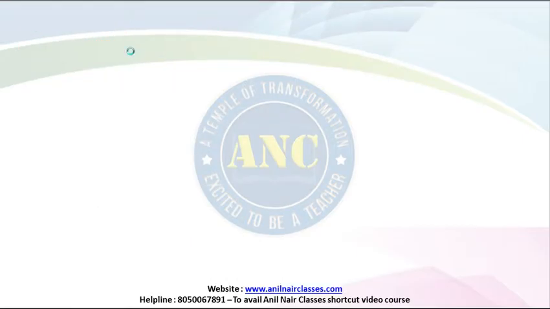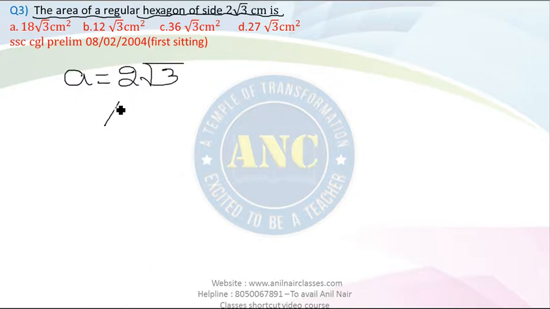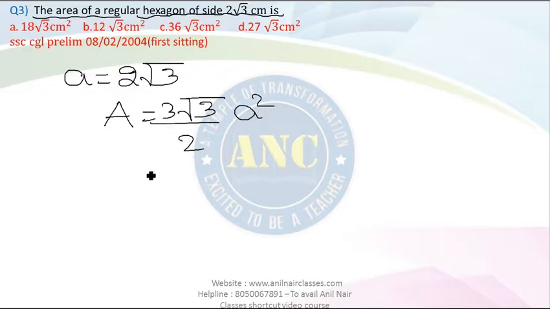Question number 3. The area of a regular hexagon of side 2 root 3 centimeter. Another question of similar type. A is given as 2 root 3. I need to find capital A, which is area. It is 3 root 3 by 2 into a square. So this is nothing but 3 root 3 by 2.